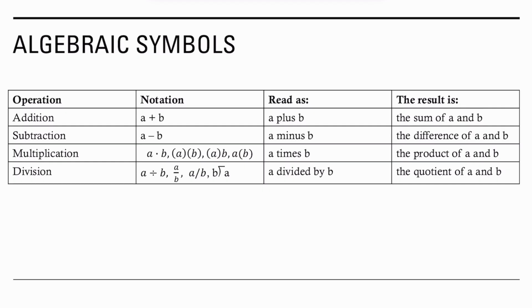And division, so we've got all of the same. The most commonly seen will be fractions. You won't see too much of the actual division symbol purely because a lot of the time it's easier to represent in algebra using fractions. So it's still a divided by b, and we still get the quotient of a and b.